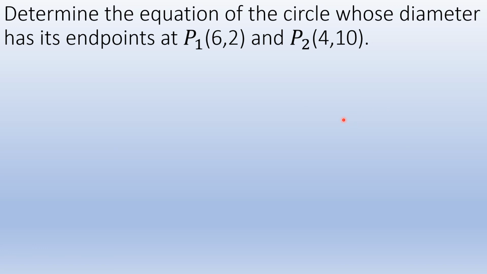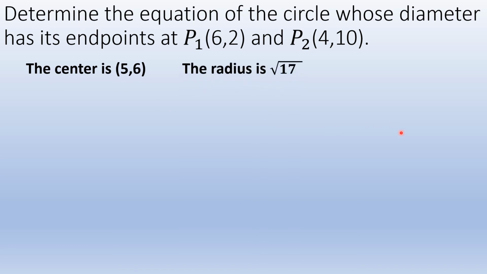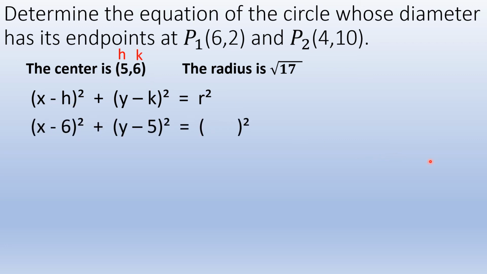Okay, so pwede na natin ngayon makuha ang equation ng circle. If the center is at 5, 6 and the radius is square root of 17, ito yung standard form niya. Substitute natin yung h at yung k. So, ang h niya ay 5, ang k niya ay 6. So, (x minus 5) squared plus (y minus 6) squared is equal to, ang r natin ay square root of 17. So, square natin yan.